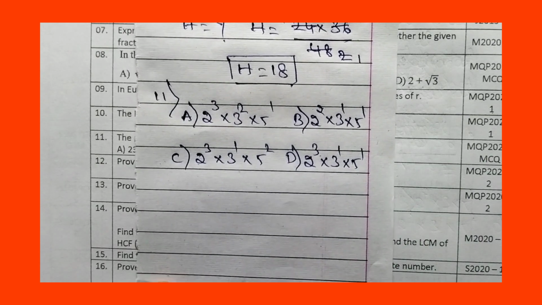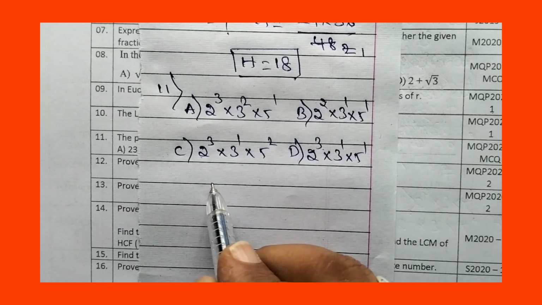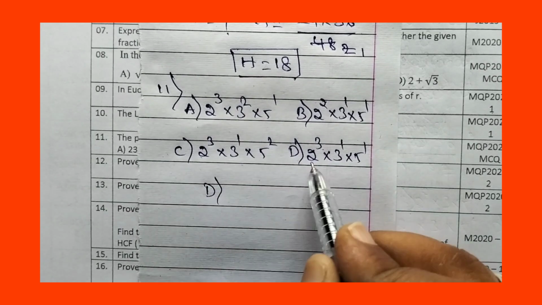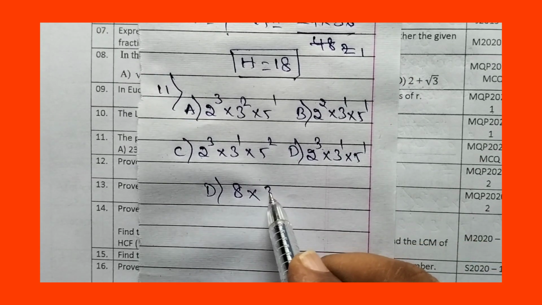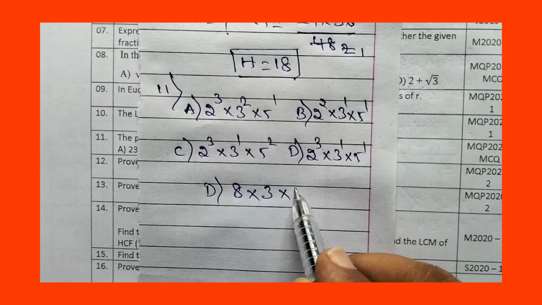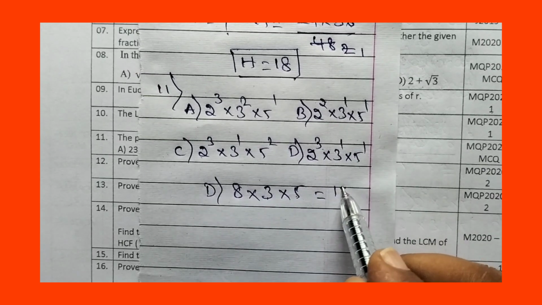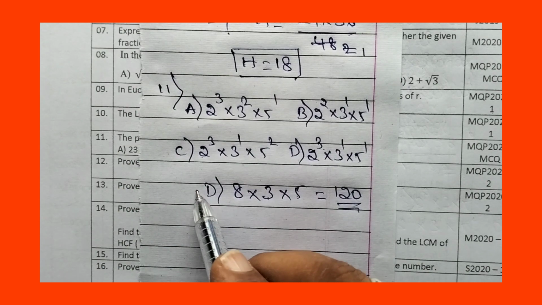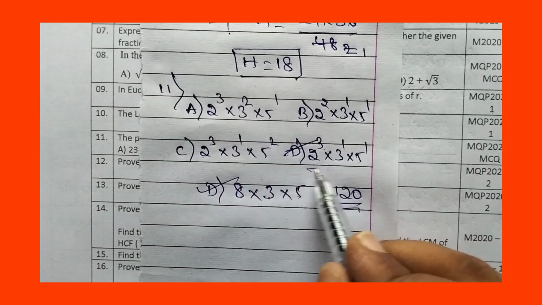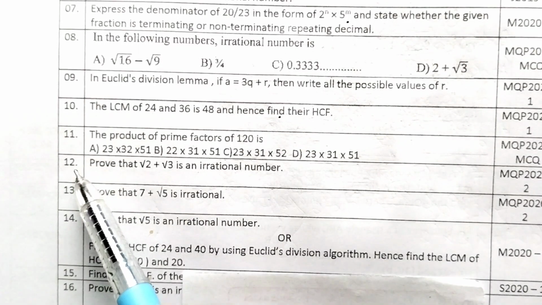So let us answer. Look, I will move to option D. In option D, 2 to the power of 3 is 8, 3 to the power of 1 is 3, 5 to the power of 1 is 5. So 5 3s are 15, 15 8s become 120. So the right answer for the 11th question is option D. So option D is the right answer. So now let us solve question number 12.